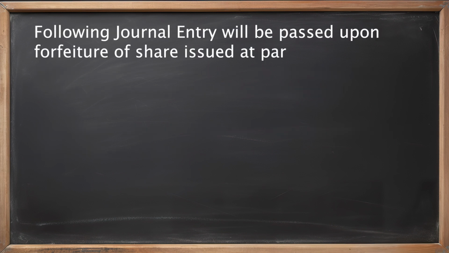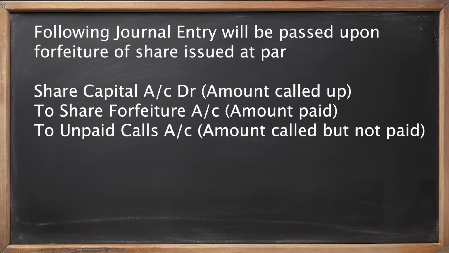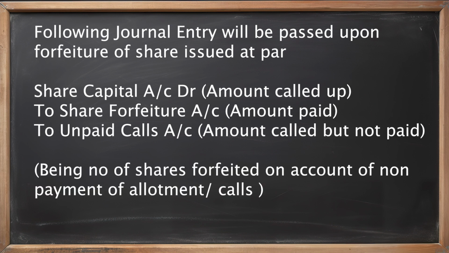The following journal entry will be passed upon forfeiture of shares issued at par. Share capital account debited, that is the amount called up, to share forfeiture account, that is the amount paid by the shareholder, to unpaid calls, that is the amount called but not paid by the shareholder. The narration is: number of shares forfeited on account of non-payment of allotment or calls.